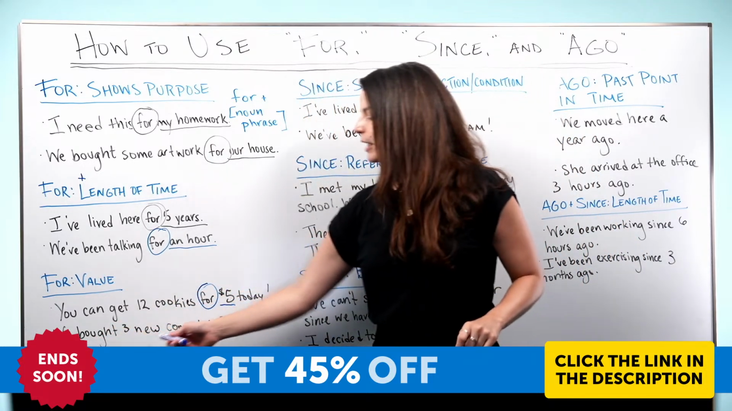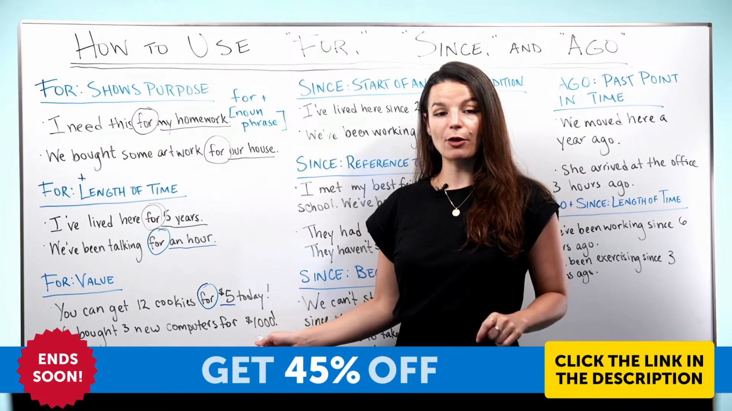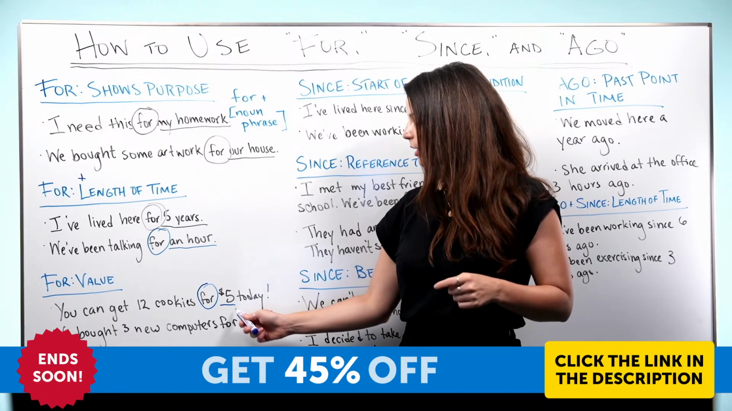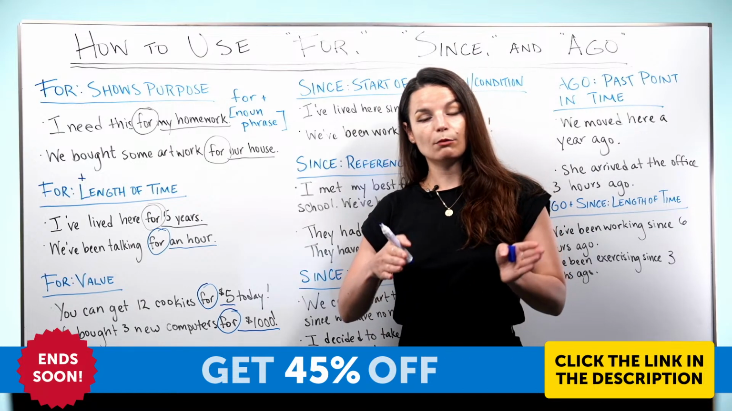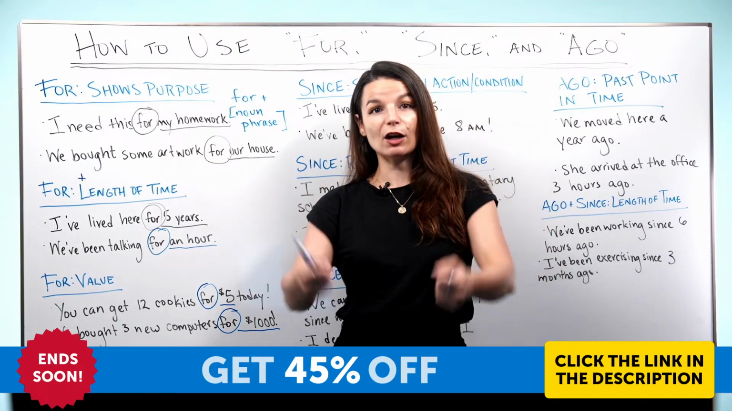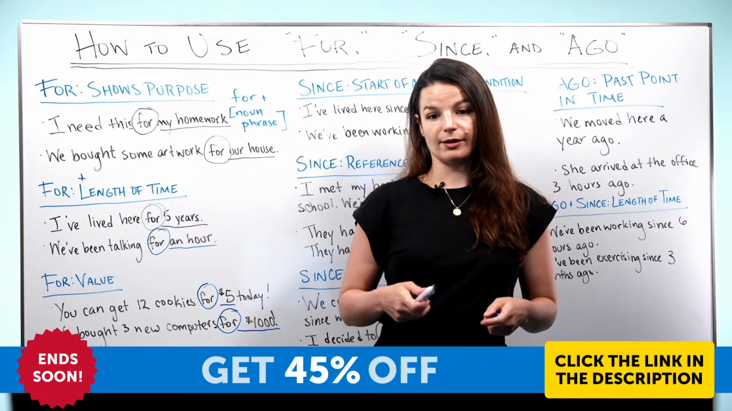We bought 3 new computers for $1,000. Here's "for," and then here is my price, right? "For" before the price shows the value of those things, how much those things cost, okay?